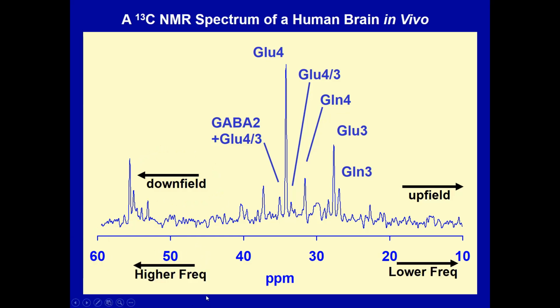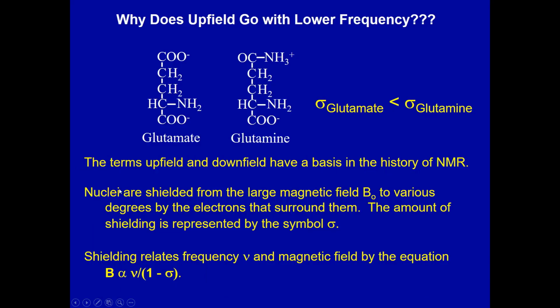So higher frequencies, I'll explain the history in a moment, but what you need to remember is higher frequencies follow the ppm. Higher frequencies are to the left, lower frequencies are to the right, but upfield and downfield, those are opposite. Now the reason is that it has to come down to shielding. As I mentioned, the electronic shielding. Glutamate, the carbon-13 here, has any carbon at this location has less shielding, sigma is the term for it, than for glutamine.